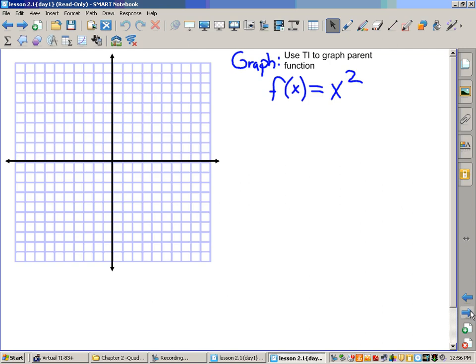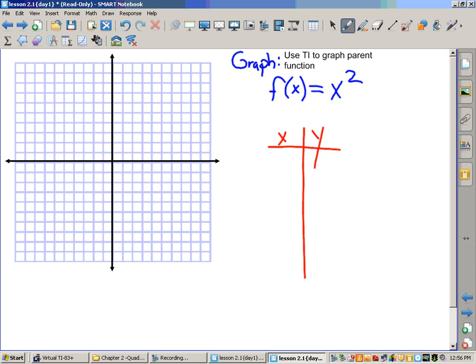Okay, go ahead and graph f of x equals x squared. When you think you got the graph, type it in your calculator and check it. Because the only way you know how to graph this function right now is the same way you do any function. You get a t-chart out, and you start plotting points.